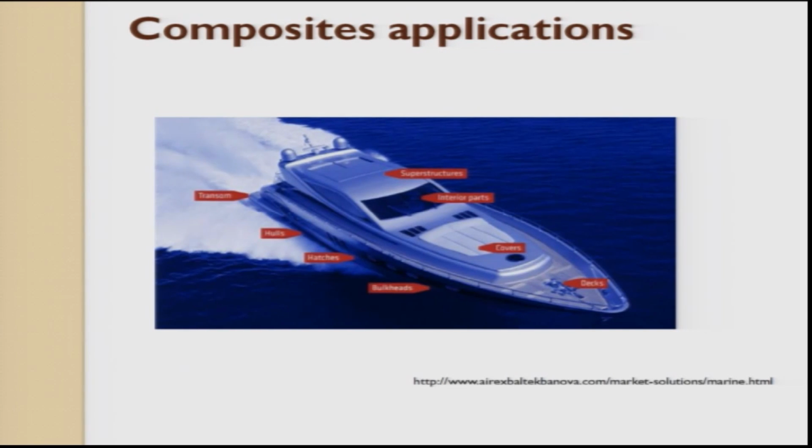So here the superstructure, interior parts, cover, deck, bulkhead, hatches, hull, and transforms, all are made out of polymer matrix composite. So again here, when you make composites, you have to look at two things. One is called the primary structure, another one is called the secondary structure. Primary structures are structures which predominantly take load. Secondary structures are used for filling, for giving other secondary properties which are required for the product.